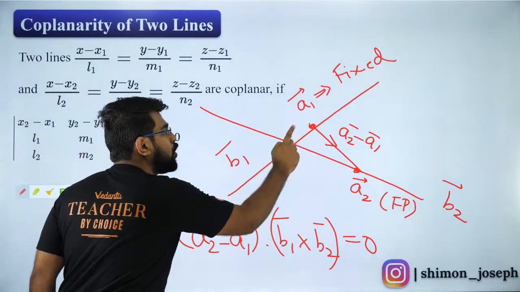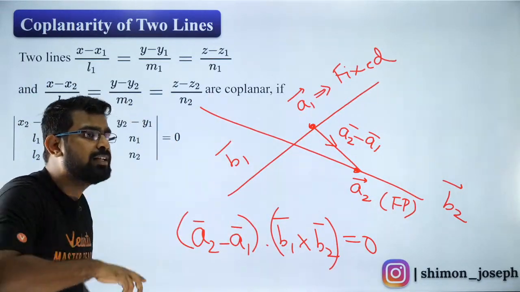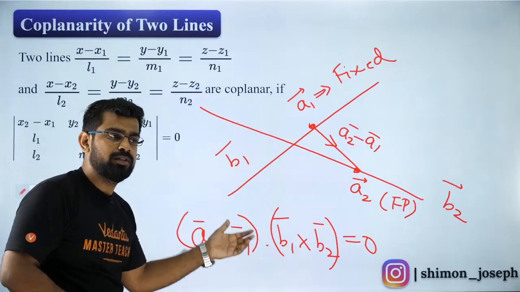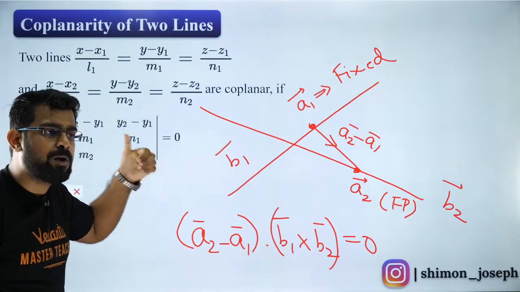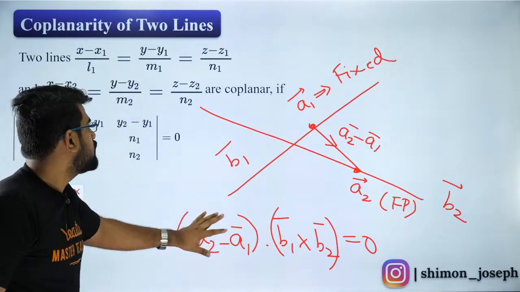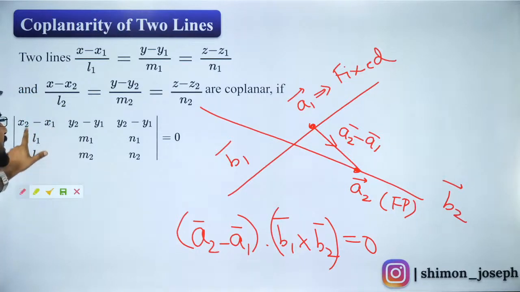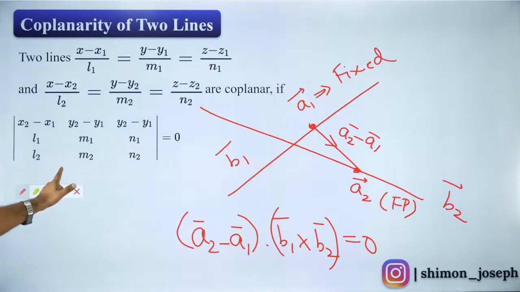Then this is going to be coplanar. Are you all cool with it? That is exactly what I've done. So shall we move forward? That is given in your determinant form. That is what they have given here in the determinant form. So are you all okay with it?